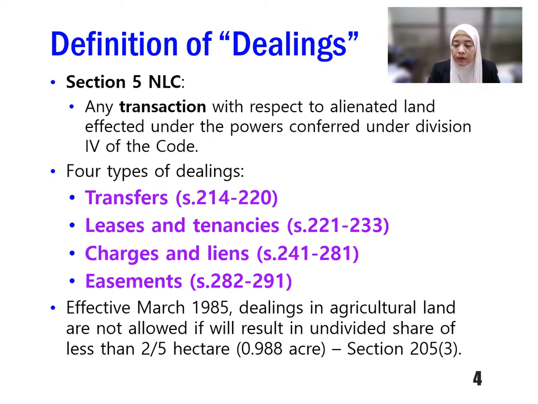Why? This is because the government feels that we need to preserve the agricultural lands of Malaysia. If it's less than 0.988 acre, the land will then be uneconomical to cultivate, to be planted with whatever type of cultivation that is intended. So that's the main reason why agri lands are not allowed to be transferred or undergo any kind of dealings, if the result is less than 0.988 acre or 2/5 hectare.